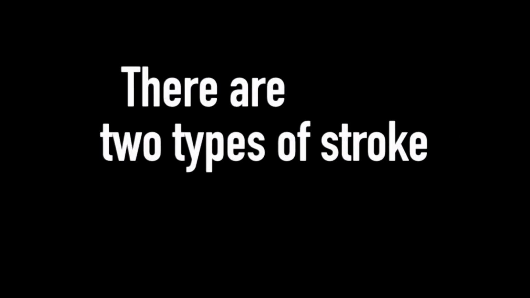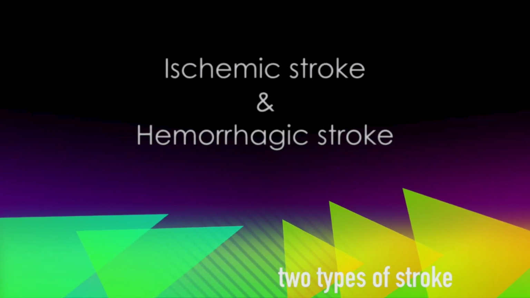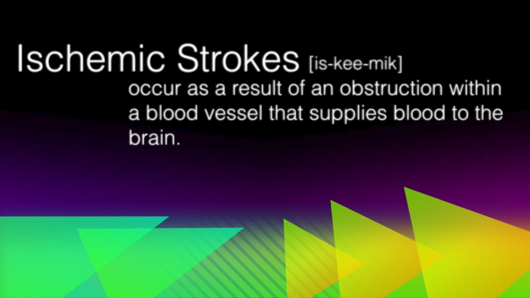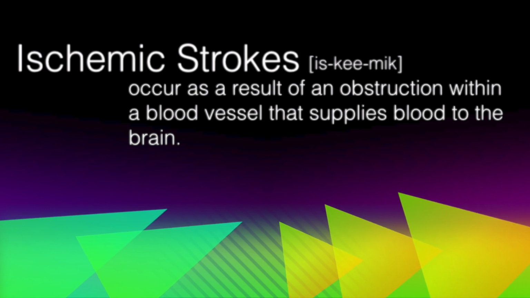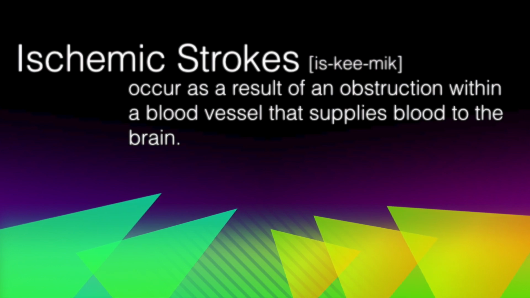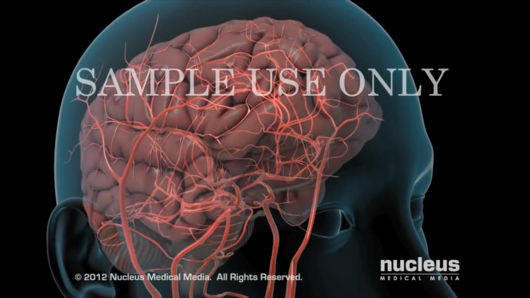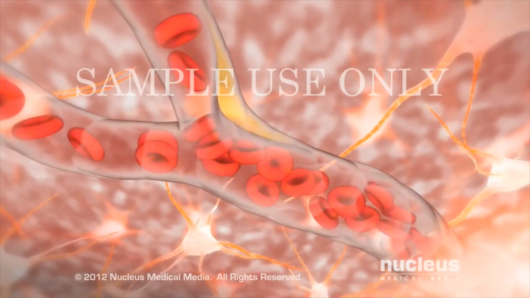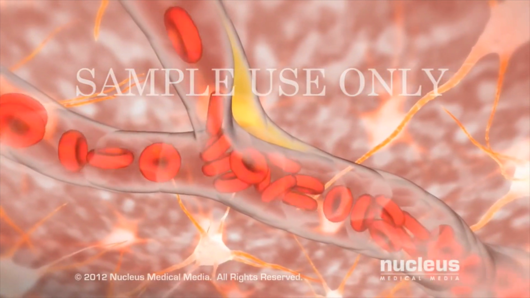There are two types of stroke, and they are ischemic stroke and hemorrhagic stroke. Ischemic strokes occur as a result of an obstruction within a blood vessel that supplies blood to the brain. There are two types of ischemic stroke. In both types, an artery of the brain is blocked, which restricts blood flow to the brain.